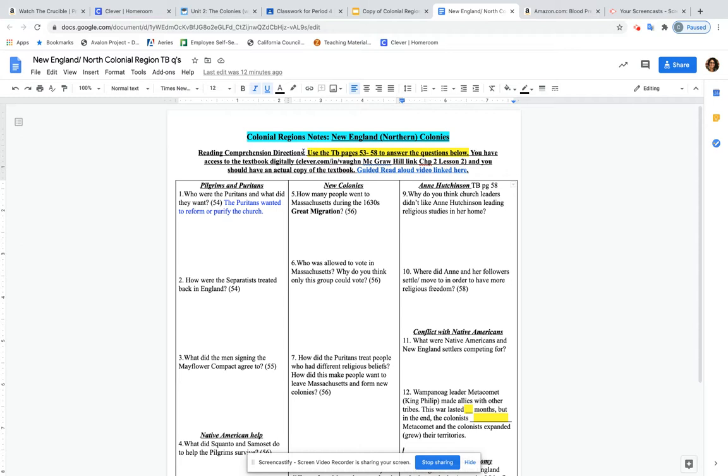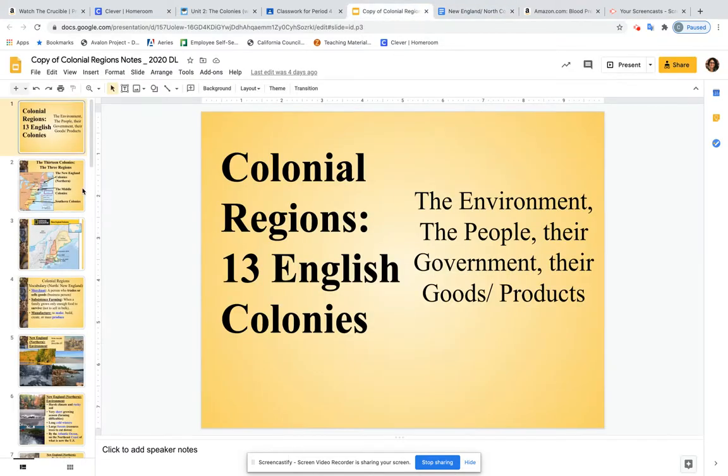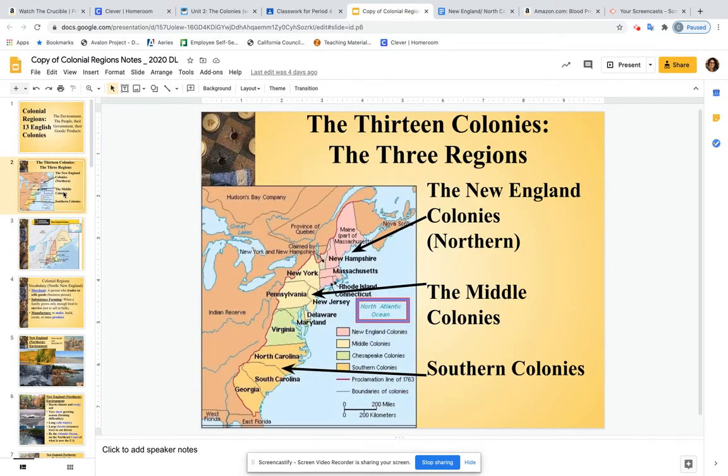Instructions on this document, it says use the textbook pages 53 to 58 to answer these questions. You should have a physical printed copy of the actual textbook, but if you prefer to do everything digitally, then you have access to the textbook if you just sign in through Clever and go to McGraw-Hill, and this is for Chapter 2, Lesson 2. Okay. Before you do the textbook questions, you may want to check in with the slideshow that is also posted on Google Classroom.